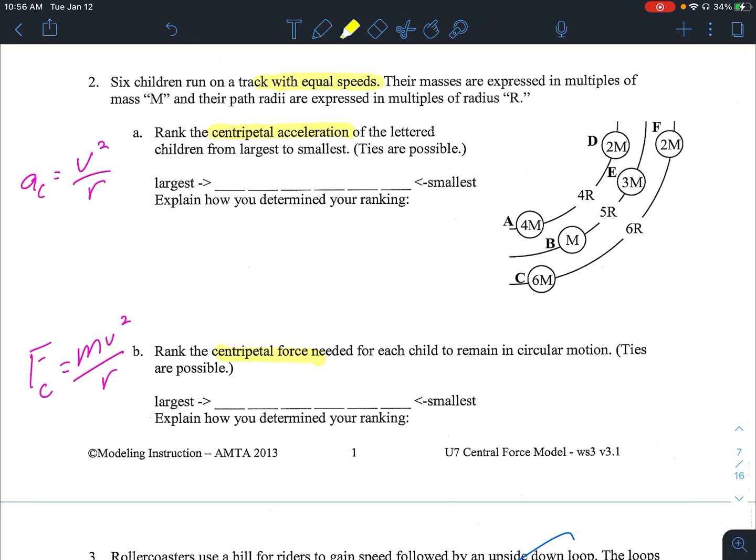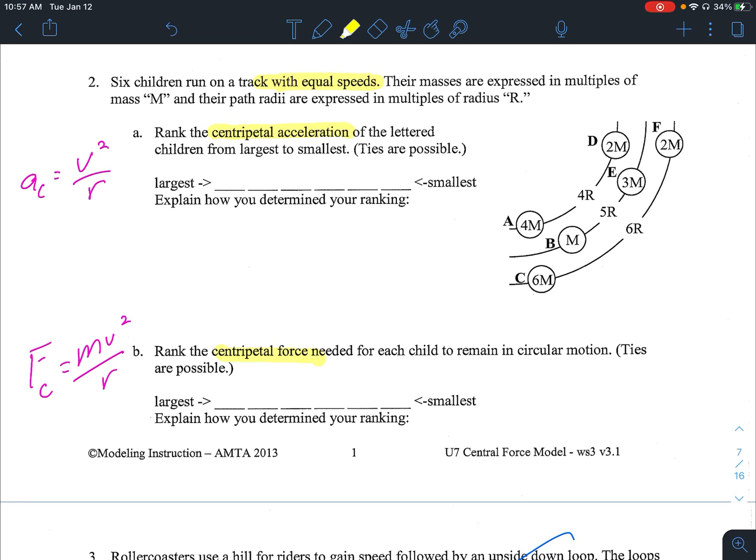So for part A, we're looking at their centripetal acceleration. So we're looking at just v squared over r as an equation. And then part B, we're looking at centripetal force. So it's got all the variables, m v squared over r.